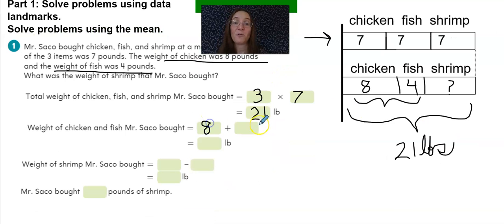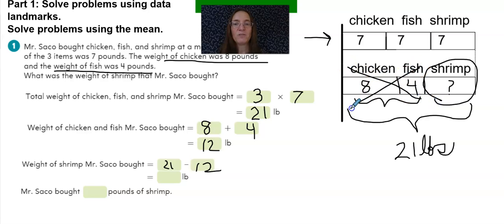8 plus 4 equals 12 pounds of chicken and fish total. 21 minus 12 will leave us with just the shrimp. So let's take away those 12 right there, and we will discover that 21 minus 12 equals 9. So Mr. Seiko bought 9 pounds of shrimp.